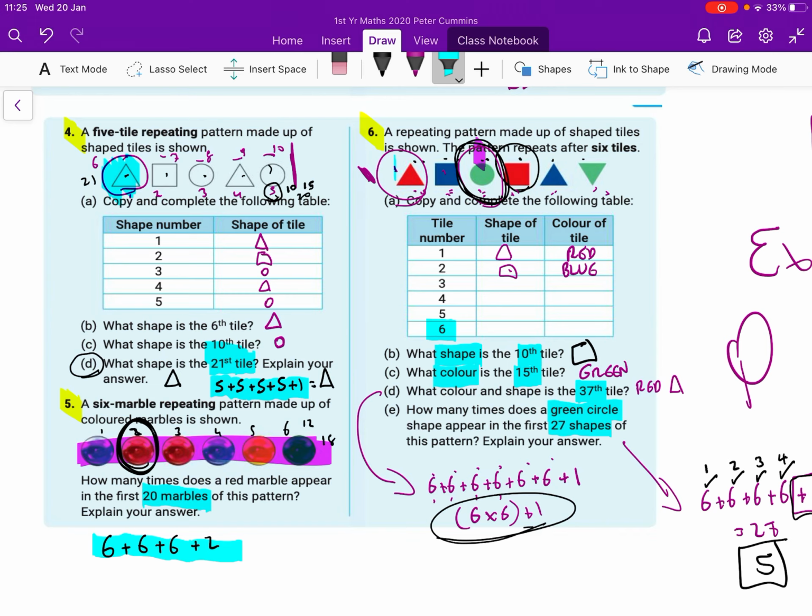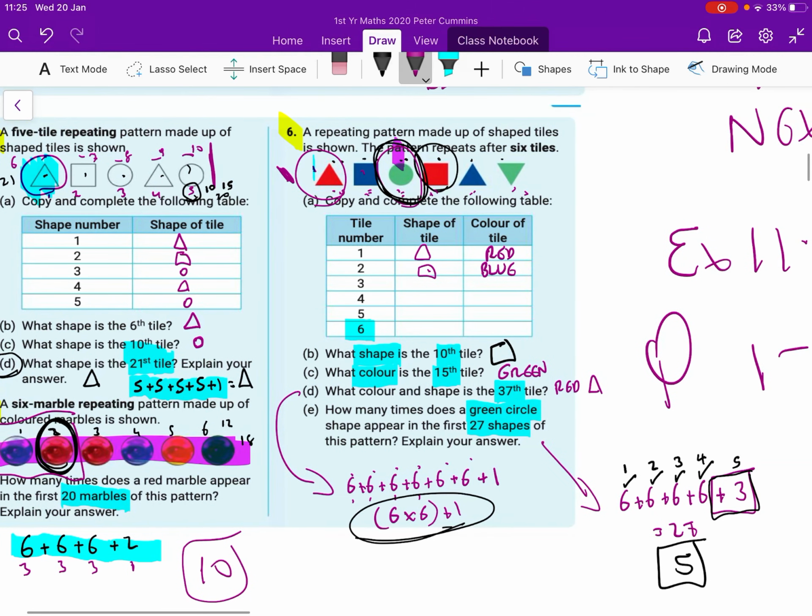Well, how many red marbles are going to be in that? Well, you're going to have 3 in the first 6. So in the first 6 there are going to be 3 reds. In the second 6 there are going to be 3 reds. In the third 6 there are going to be 3 reds. And in the last group, because we're only taking the first 2, there's only going to be 1 red marble. So your answer to that one is going to be 10.